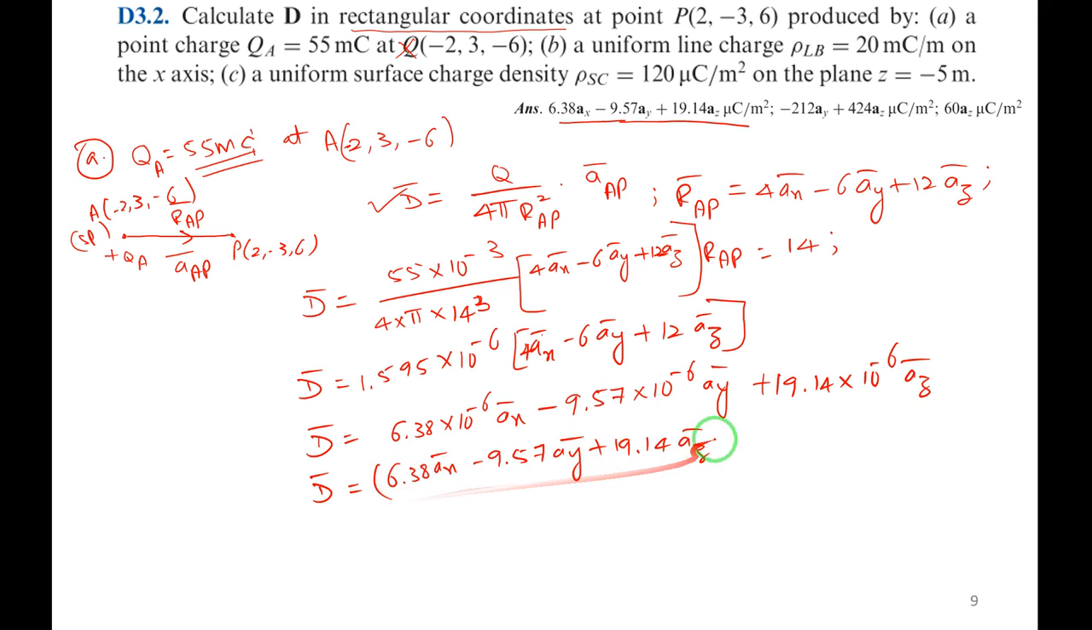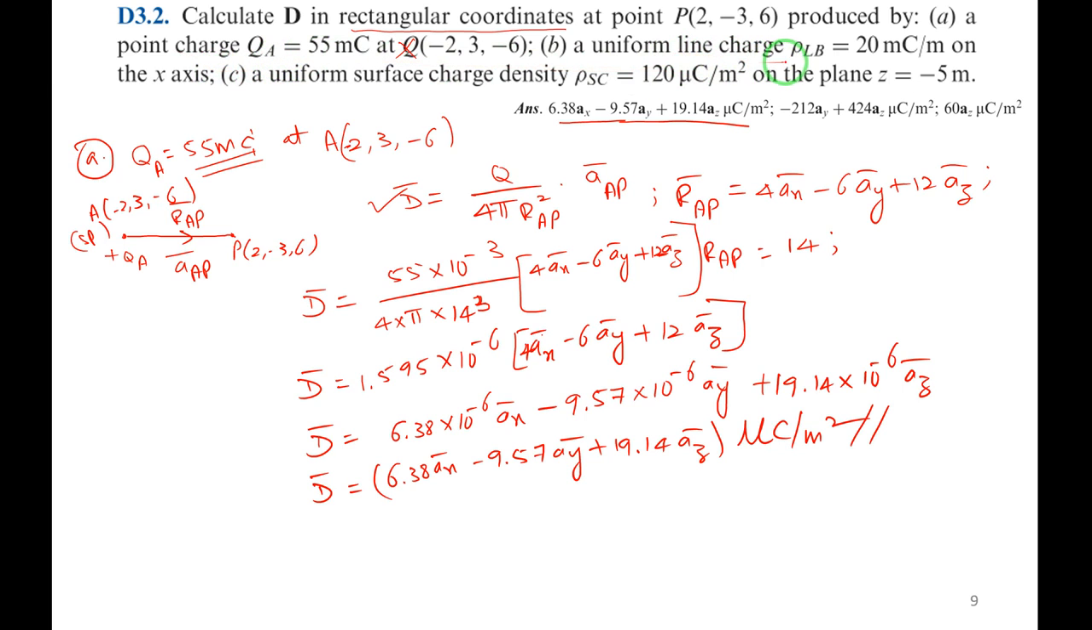Yes, put bracket and write down 10 power minus 6, which is nothing but micro coulomb per meter square. I hope you got this. Next, we'll solve part B. Part C, I will leave it to you by giving a hint. Part B, I'll solve it.